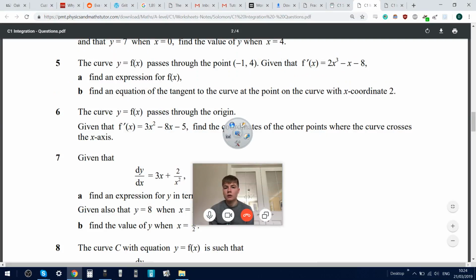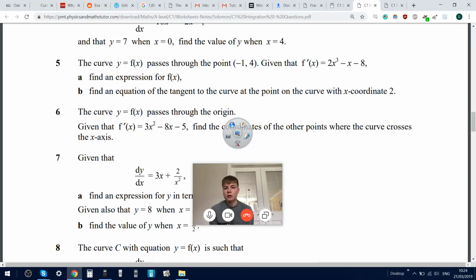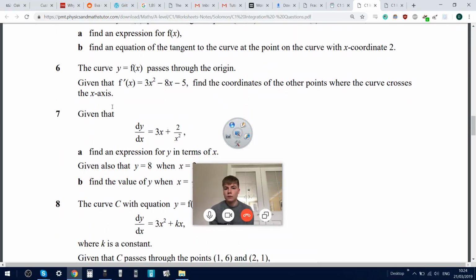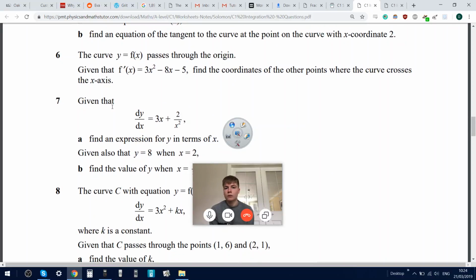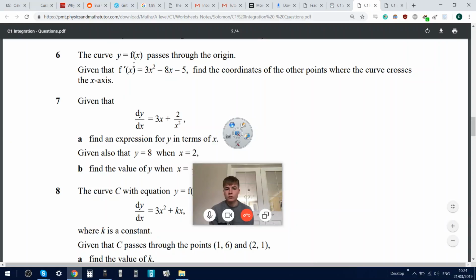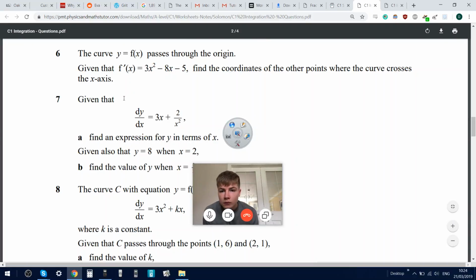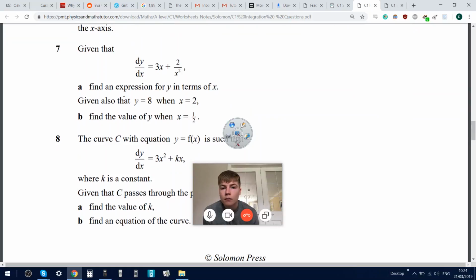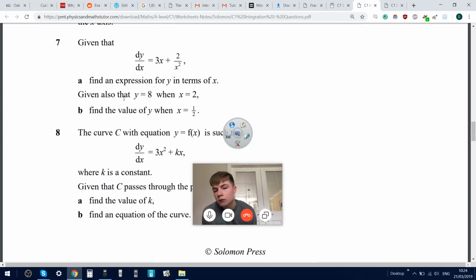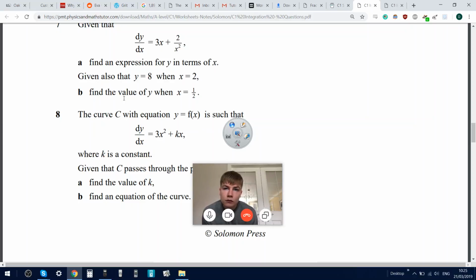So it's easy to get lost in the longer questions, but it's a pretty good one. Let's just see. If a curve passes through the origin, what coordinate does it go through? 0, 0. So that would allow you to find the f of x. That would be your point to use. Find an expression. So if they give you dy dx and they want y equals or f of x equals something like that, you just integrate it.